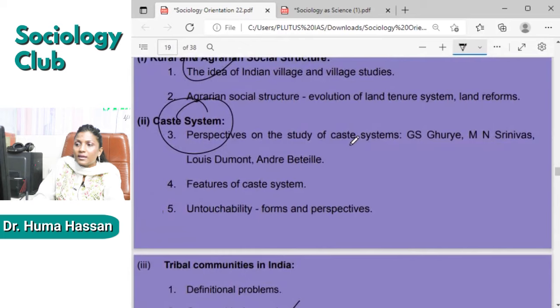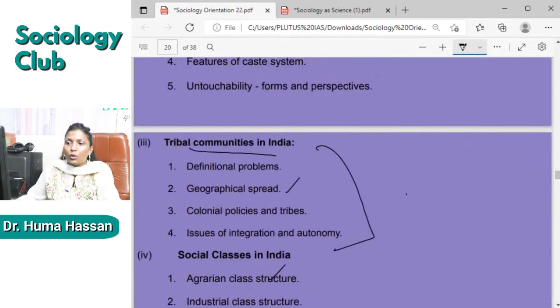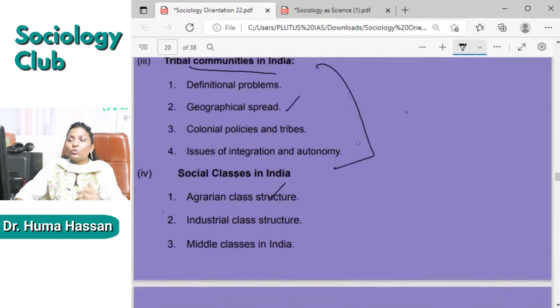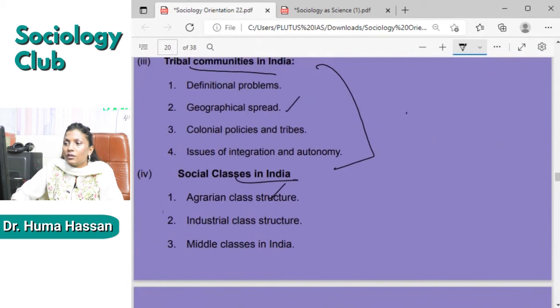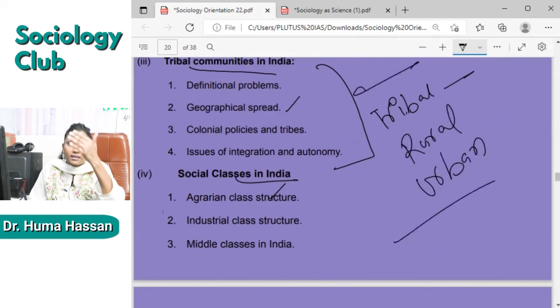Take tribal communities in India, it is so easy, but the way it has been written, it's going to scare you. Social classes in India: Indian society, or any society in the world, is divided into three sections majorly. It's the tribal society or the forest people, then the rural people, and then the urban people. That's it. You need to understand society in that way only. And then the different institutions you need to understand: political institution, economic institution, social and cultural values. That's it.